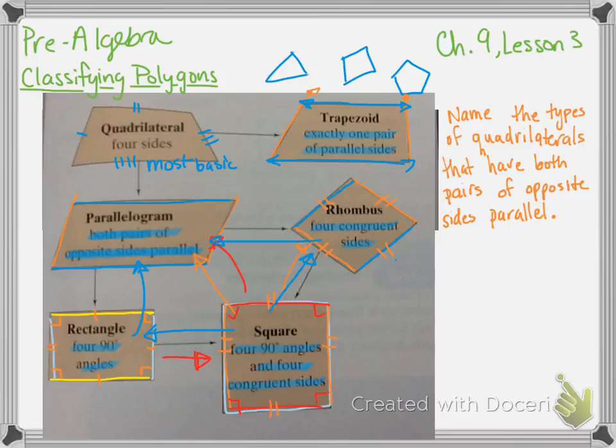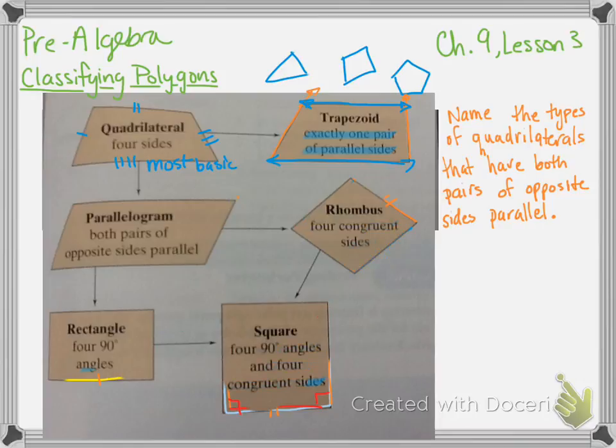Okay, so let's go ahead and name the types of quadrilaterals that have both pairs of opposite sides parallel. Well, that's actually quite a bit of them. That would be a parallelogram, because they have opposite sides, and then everything else that's more specific after a parallelogram. That would be a rectangle, a rhombus, and a square. So there's actually 4 things that have opposite sides parallel. Again, a parallelogram, a rhombus, a rectangle, and a square.